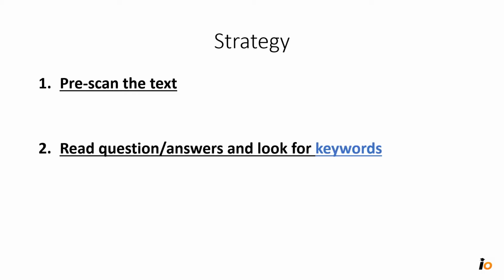First of all, you're going to pre-scan the text. So you're going to look at the text and see what kind of a text it is, just to get oriented. Next, you want to read the question and the answers and look for keywords. So you're going to look for the most important information from the question and the answers that could help us find the answer to the question in the text. Next, we go back to the text and we're going to try to link information to keywords from the question and the answers.